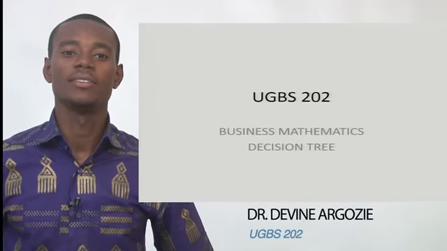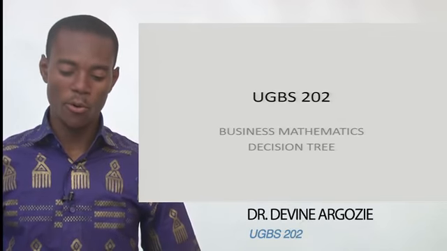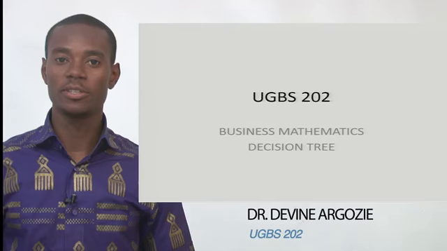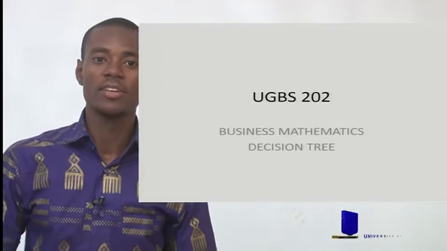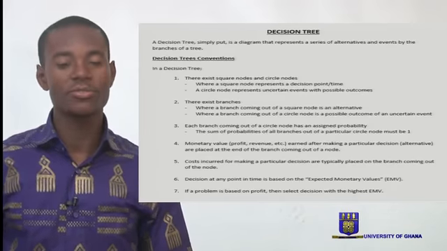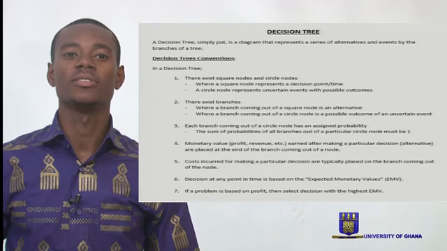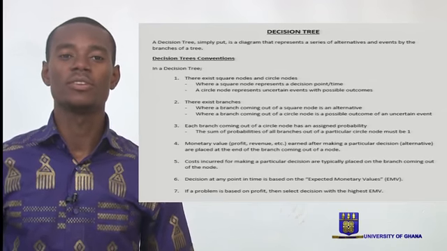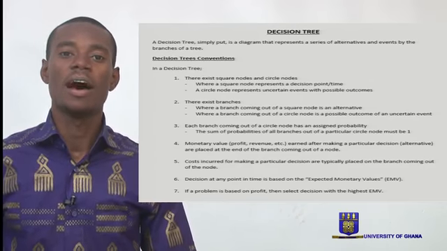Today we want to look at decision trees, another form of probabilities. It adopts the same concept of probability distributions, but this time around we're going to do it graphically. Basically, decision trees show a graphical representation of the sequence within which certain events would occur or certain business decisions are made.